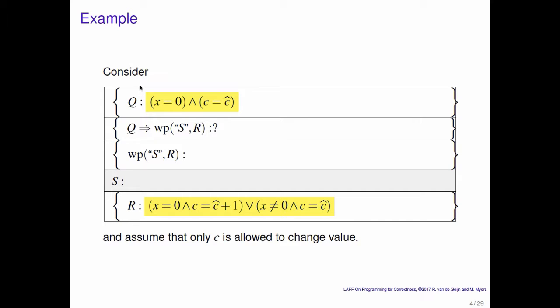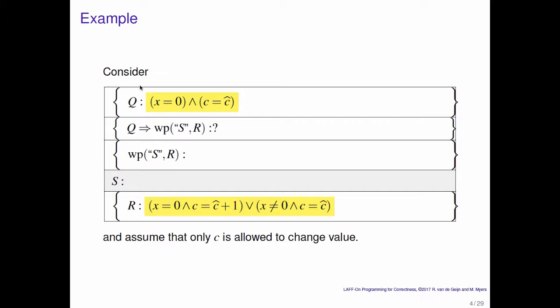And let's return to a very similar example as we used in the skip command video. Here what we have is that x is equal to 0 and some count c is equal to its original content c hat. And what we want to do is end up in a state where x is still equal to 0 and the count is incremented by 1. Or if x is not equal to 0, then the count should remain the same. So this might be the second half of an if statement.